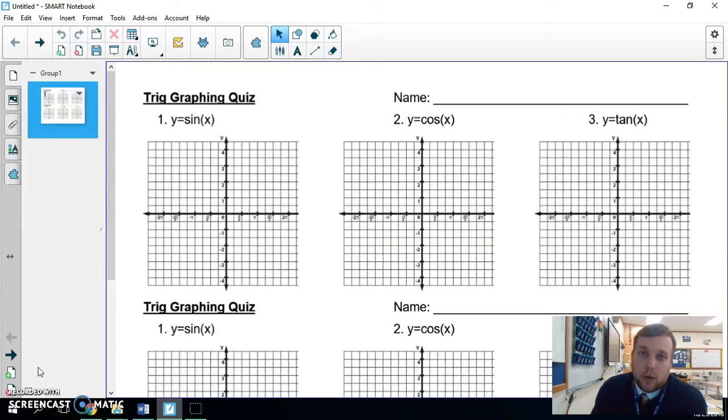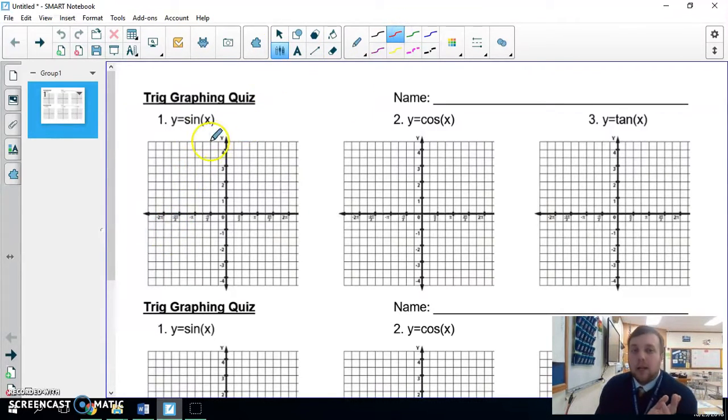Second thing, you are going to be investigating your transformations on another sheet. But let's get going on, first of all, graphing. So you're going to get something that looks just like this at the end of the hour, and it says graph y equals sine of x.